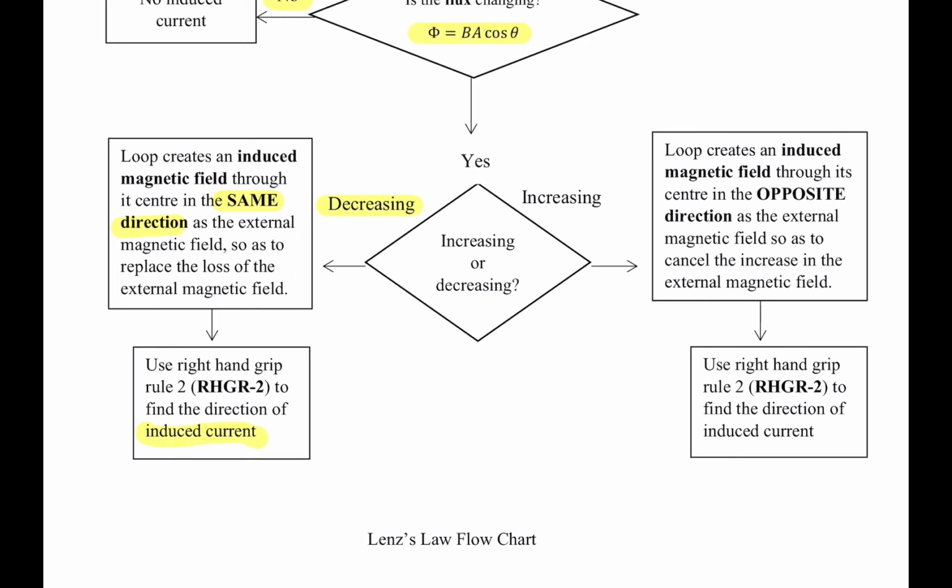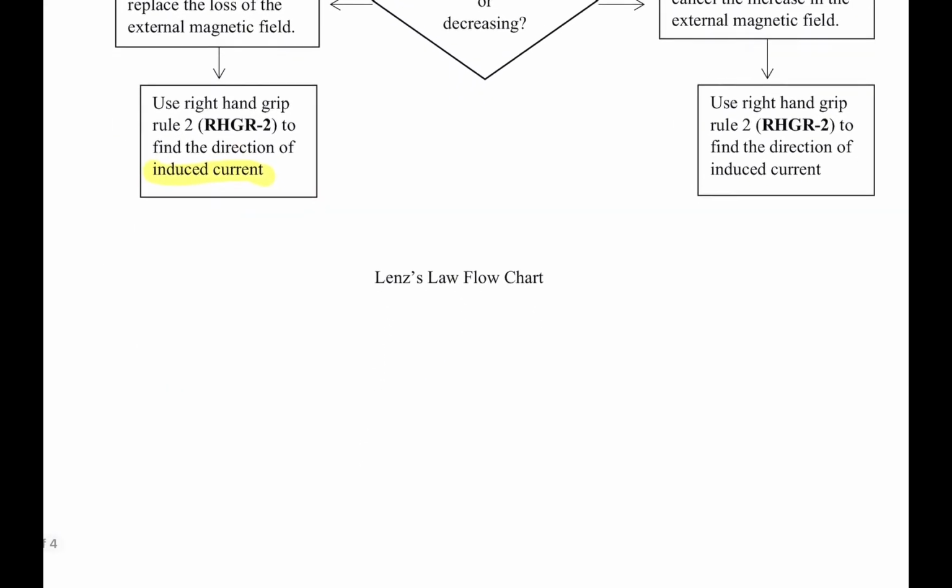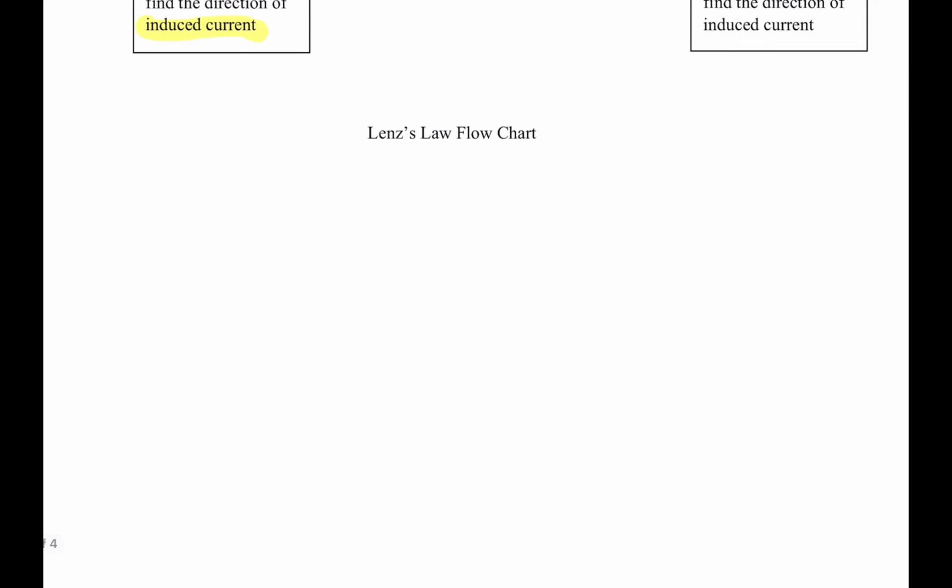So if the magnetic flux happens to increase, the induced magnetic field will be in the opposite direction of the external magnetic field, to cancel the increase in the external magnetic field. Okay, and we will use the second right hand grip rule to find the direction of the induced current. Okay, for example, like just now, I gave you examples already.